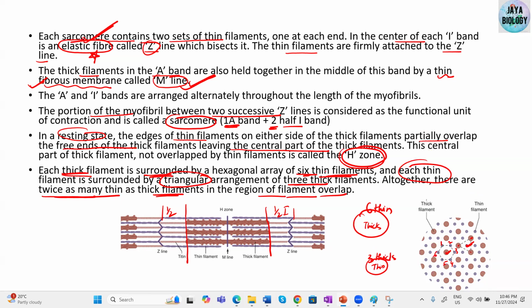So I hope that in this video I tried to draw the sarcomere in front of you, and you have understood the structure of sarcomere. Please remember, these are very, very important questions. Again, I'm highlighting it: What is Z line made up of? What is M line made up of?